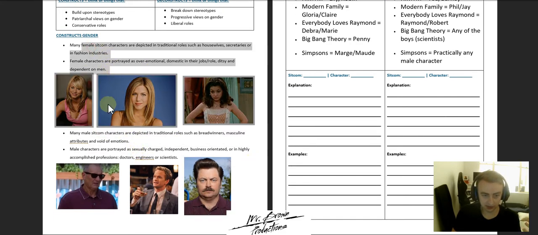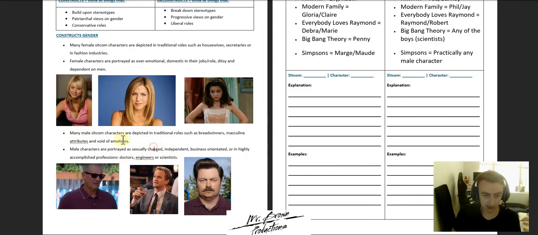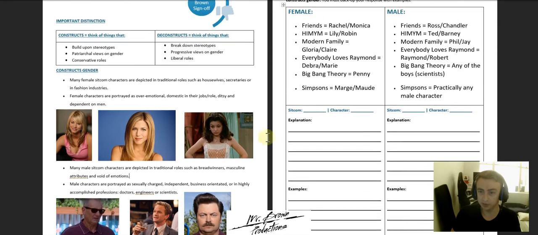So I break it down into females and then I break it down into males here. So many male sitcom characters are depicted in traditional roles such as the breadwinner, the masculine attributes, and are typically void of emotions. You can look at Ray from Modern Family or Ron Swanson from Parks and Rec. Had a mind blank there. Okay, so for example, you could then draw that arrow there like you would for the first two, and then I want you to do that for each of these ones.